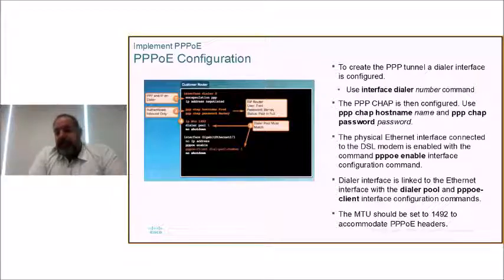All right, so PPPoE will not work on Packet Tracer. And so getting back to this, the dialer interface is then linked to that Ethernet interface with the dialer pool number inside the Ethernet configuration. And you also need to decrease the maximum transmission unit by 8 bytes, because the PPP header is another header that needs to go over it, and so you need to trim down the size of the packets so that the Ethernet and the PPP header can fit in the same packet.